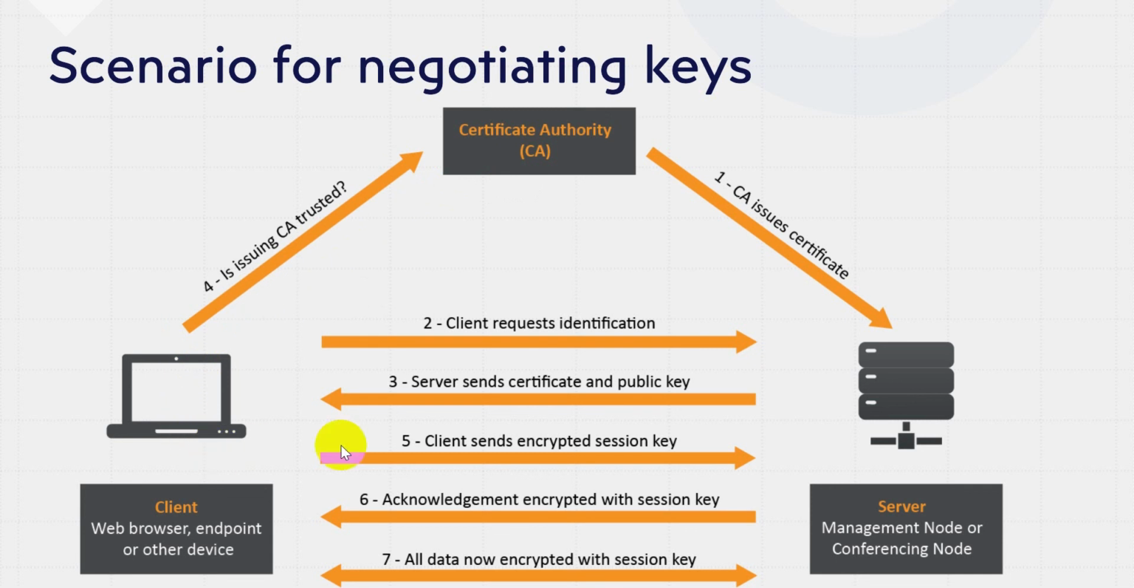If it is, then they send the encrypted session key to the server. The encrypted session key is the key that they're going to use for the symmetric encryption. And then the server acknowledges it, so they both know what the session key will be. And then now they can encrypt the data with the session key using symmetric encryption. And then that continues all the way until their conversation is finished.